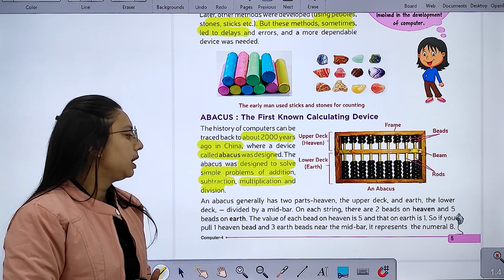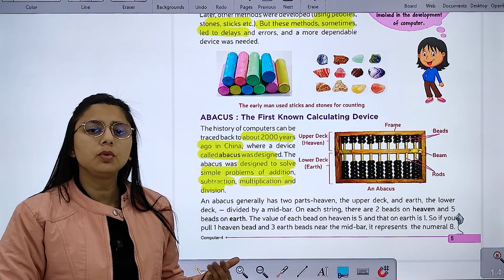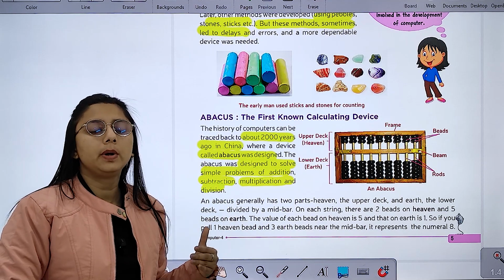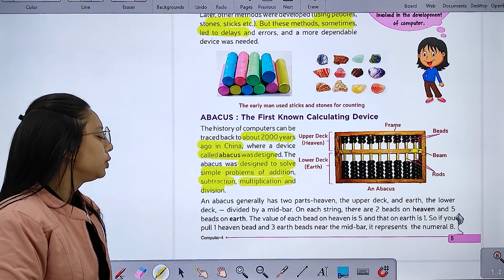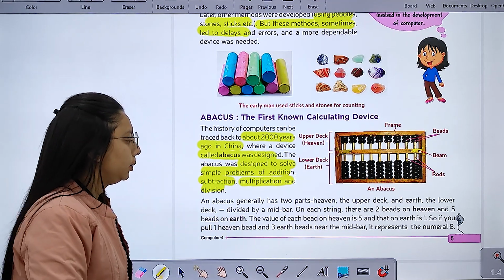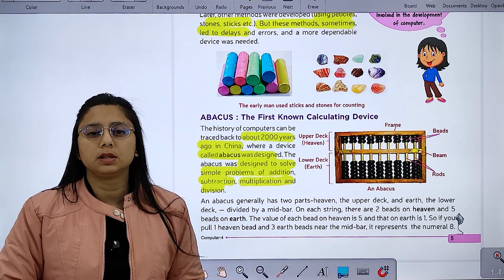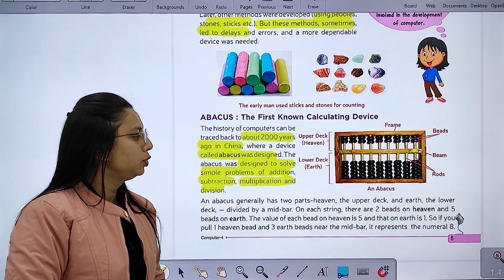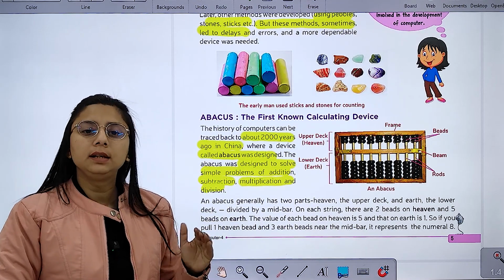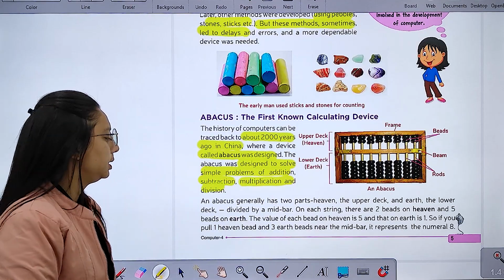An abacus generally has two parts. I have told you, upper deck heaven, lower deck earth, right? There is a mid bar in between. In the upper deck, heaven, we have two beads, and down in earth we have five beads in each row, right?